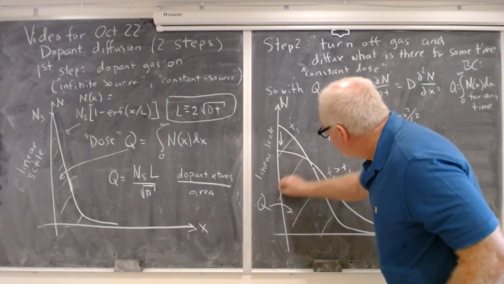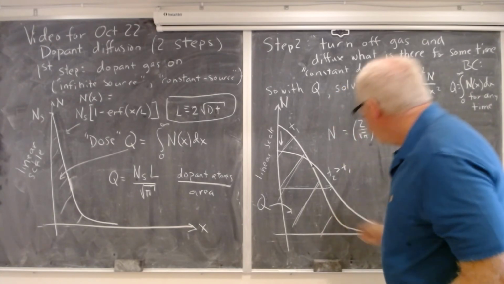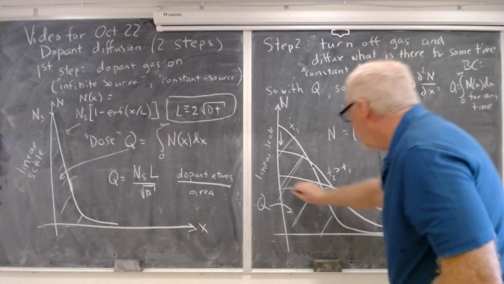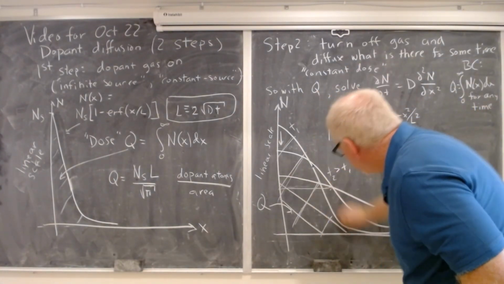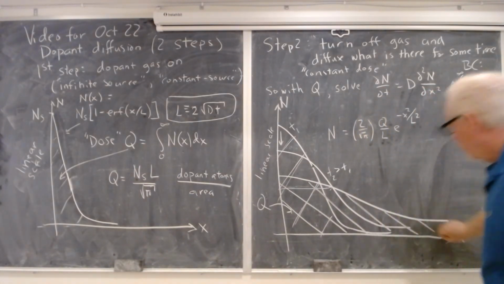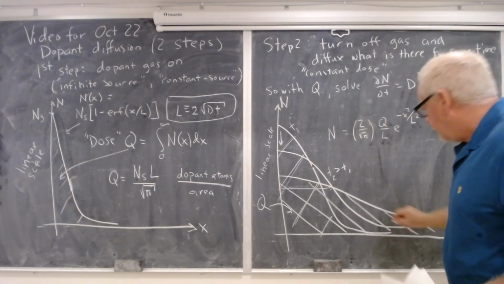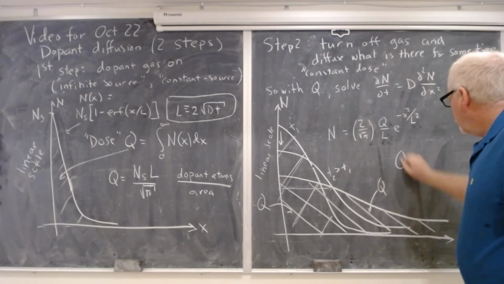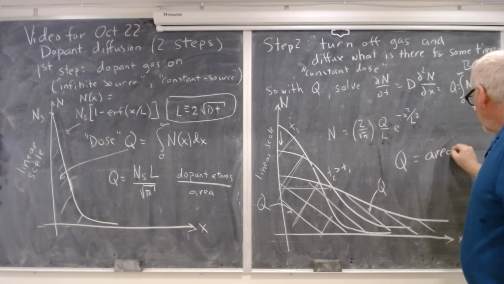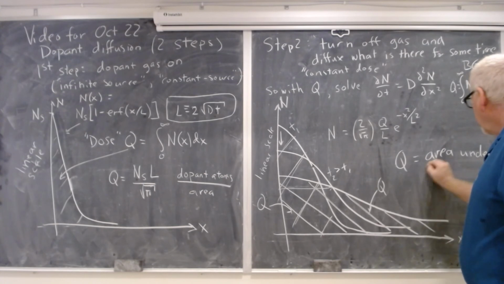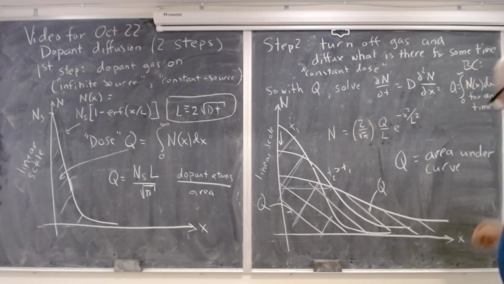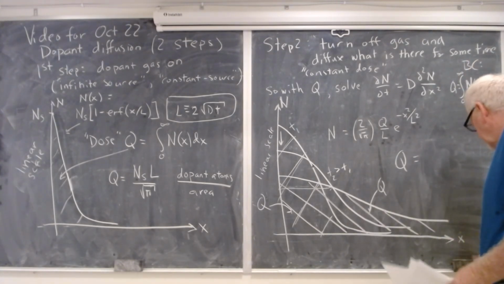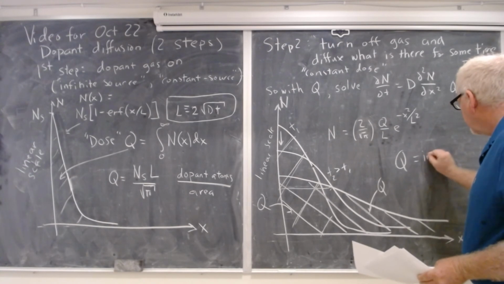So let me do it like this. And let me do a further one over here. And let me try and shade that area. The point is that that's Q also, meaning Q is the area under the curve. Let me write it differently because I don't want you to get confused with calling it an area or anything like that. It's the integration.